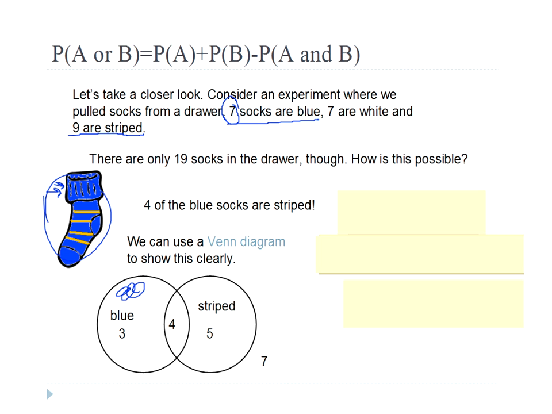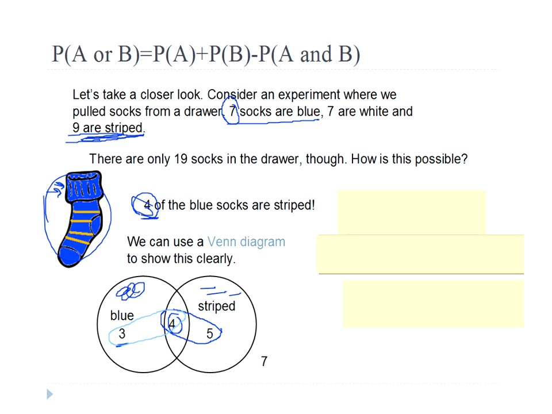Now, I see that 4 of the blue socks are striped. So those 4 are going to be in this blue circle, but they're also going to be in the striped circle. And so that's why there's an overlap here. Now, if 7 socks are blue, and I know that 4 of them are also striped, then there's 3 left over. And it says 9 socks are striped. Well, you already told me that 4 of them were blue as well. So there's 5 here. So you can see that there's the 9. And here's the 7.